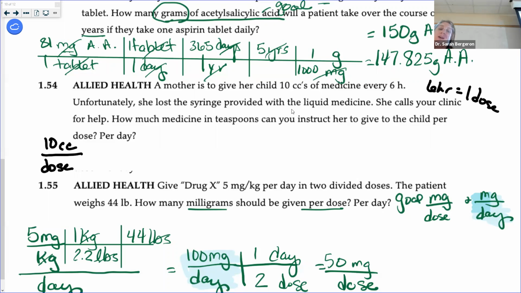But she doesn't have a syringe, so she can't measure cc's. So you're going to have to give her a conversion. Anybody know what the conversion is? 5 cc's. This one you should probably know. It will help you in the future. So 5 cc's is 1 teaspoon. All right, so put my fence post up. What do I want to do?